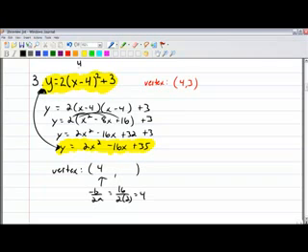I'm going to plug 4 into the first one, because notice 4 minus 4 in the parentheses gives me 0. If I square 0, you get 0. Multiply by 2, you get 0. And 0 plus 3 is going to be 3.